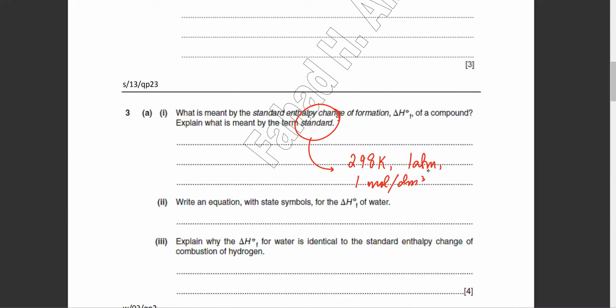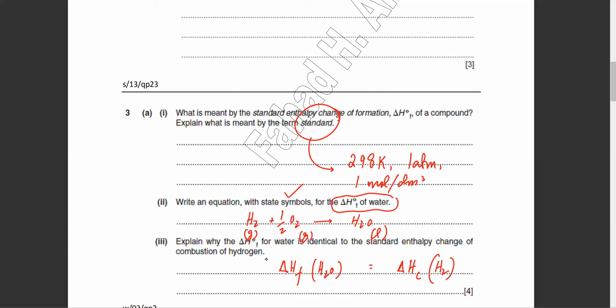Over here, he's talking about writing the enthalpy of formation of water. So that's the elements reacting to form H2O, and again state symbols. So this is gas and this is a liquid. Now I explained this. He's saying, why is the enthalpy of formation identical to the enthalpy change of combustion of hydrogen? What is the answer to that? He's saying that the enthalpy of formation of H2O is the same as the enthalpy change of combustion of H2. Why are they the same?